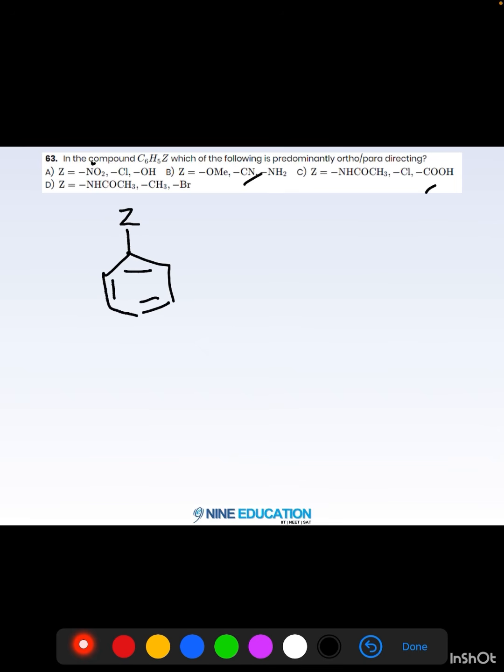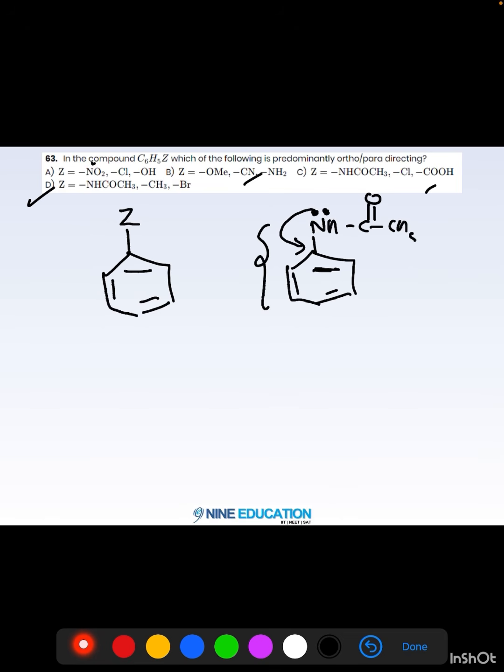Coming to option D, we are having a benzene connected to what? Connected to NHCOCH3. If you see this carefully, there is a nitrogen bearing a lone pair which is directly connected to the benzene. So this is going to be the one donating towards the benzene ring, right? And so it will be having a plus M effect towards the benzene, meaning simply it will be ortho-para directing. Also, if methyl is there, the methyl effect will also be plus I and plus H, electron donating groups. So it will be ortho-para directing.